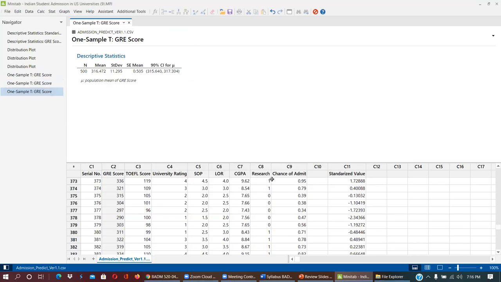So low confidence means narrower. Here you can see 315.64 to 317.46. I'm 90% confident that the true population mean of all 22,000 students will be within this range. So if you have higher confidence, you have a wider range. If you have lower confidence, you have a narrower range. Is it making sense?